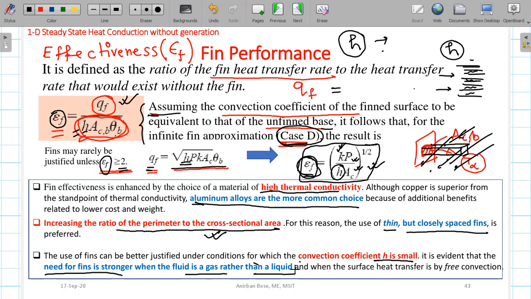So you remember this thing, that when the convective heat transfer coefficient is small, there basically the need of fins is more. When h is low, then the fins can be justified well. Okay, fin effectiveness will be more.